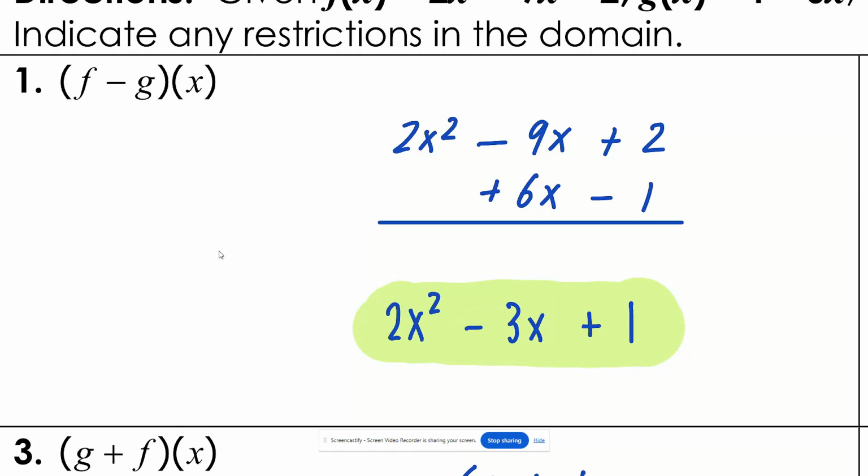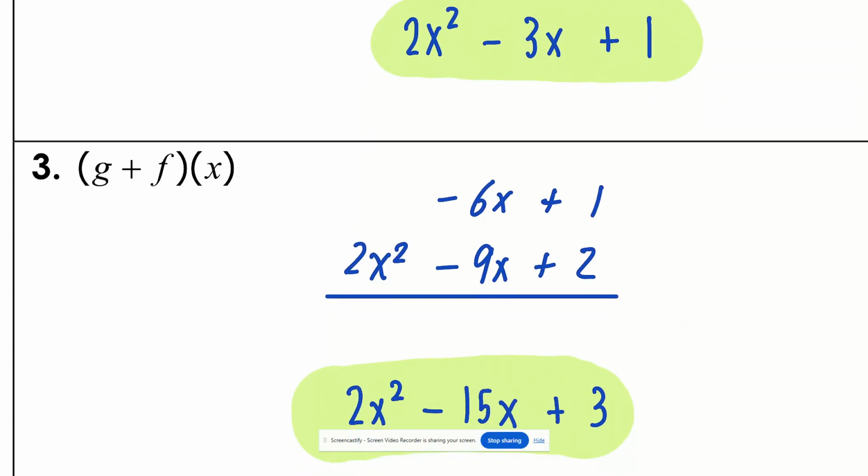So here's number 1. Again, the key with this problem is when I'm subtracting g of x, don't forget your signs have to change. So when you do this correctly, your final answer should be 2x squared minus 3x plus 1. If you just can't wrap your head around that, put a mark by it, and on Monday when we come back, I'll be sure to go through any questions that you have.